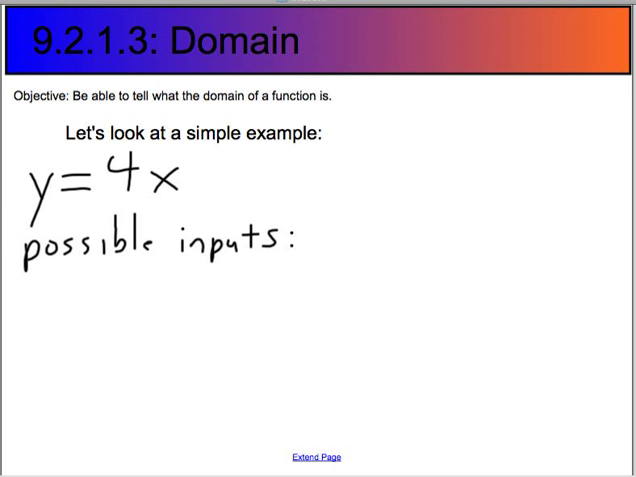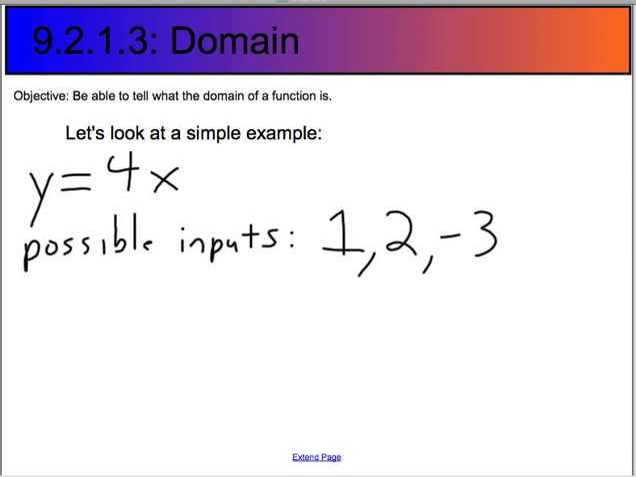Now the input is x, so I think, okay, well, can I put 1 in for x? That's the same thing as asking, can I take 4 times 1? Well, sure, I get 4 out. So 1 is a possible input. And, well, can I do 2? Well, sure. 4 times 2, I can do that. Can I do -3? Well, sure. 4 times -3. Now, so far, I'm sure you're thinking this seems pretty silly. But we will get to a little bit more complicated examples later.